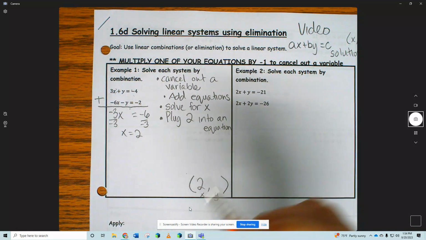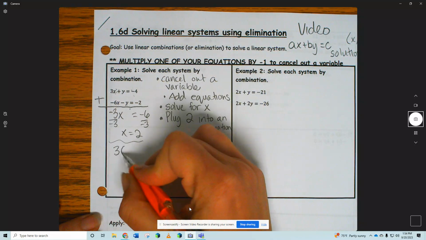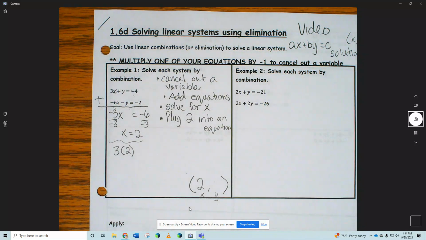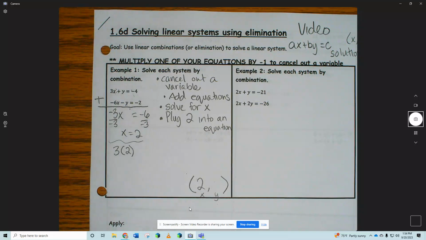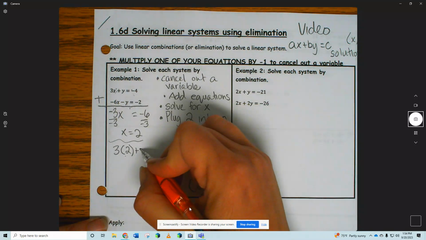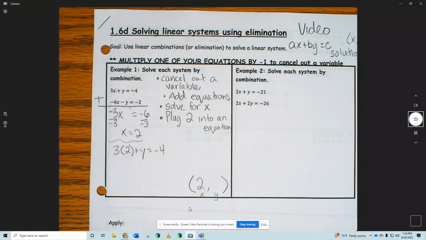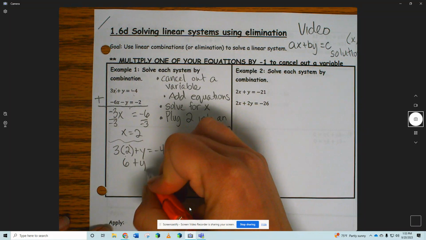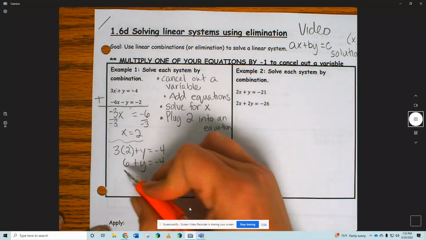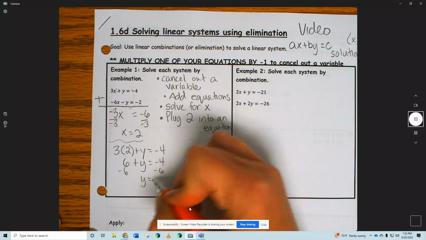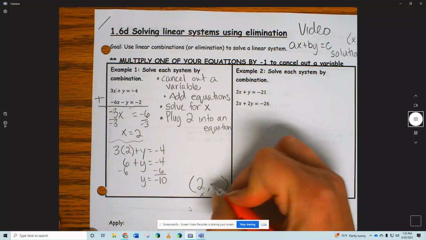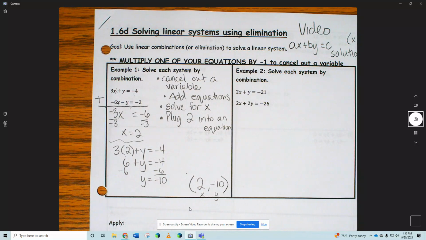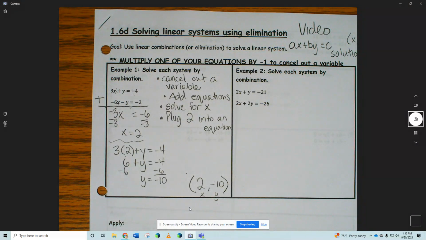Top. Sure. 3 times, do not put the x. Substitute, replace it with the 2, because I know that x equals 2. 3x plus y equals -4. Okay. Now what? 6 plus y equals -4. Yep. Y equals -10. The solution to my system is 2 comma -10.